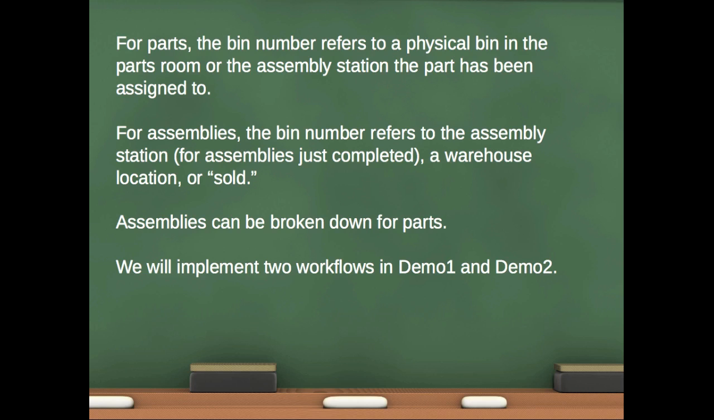For assemblies, the bin number is either going to refer to that assembly station for any assembly that's just been completed, or it could refer to a warehouse location where we're warehousing assemblies prior to them being sold, or we could just say they're sold. They're in the sold bin, meaning they're no longer on the campus.